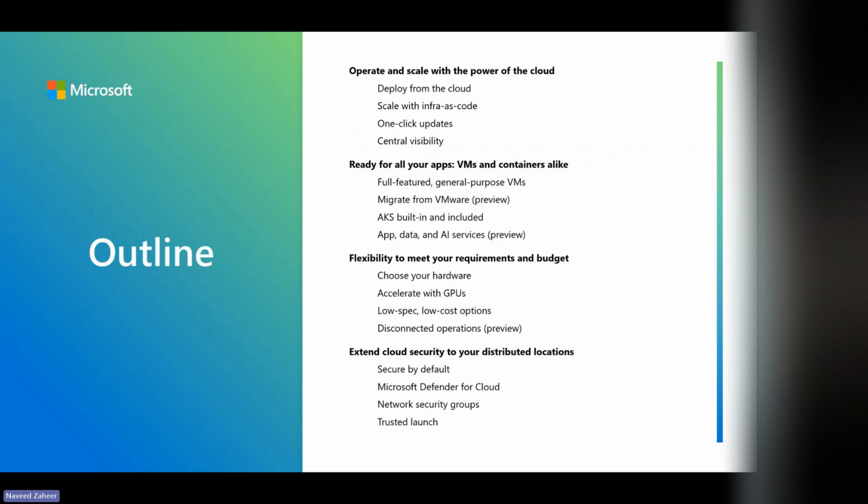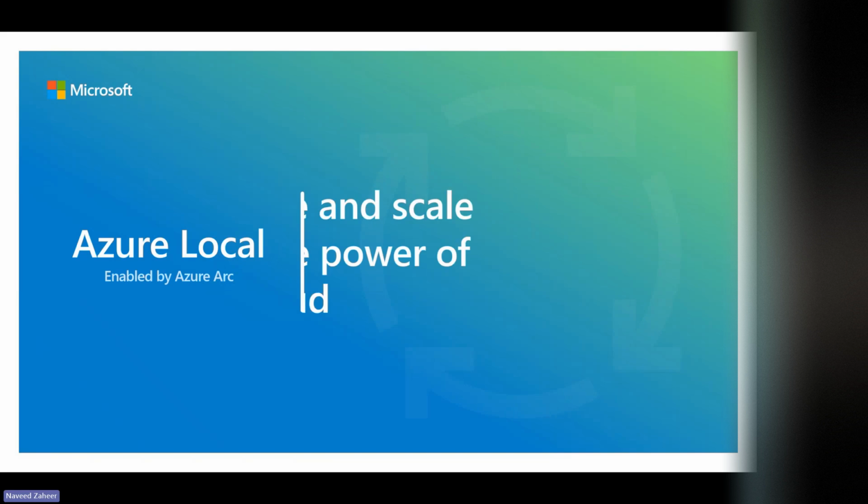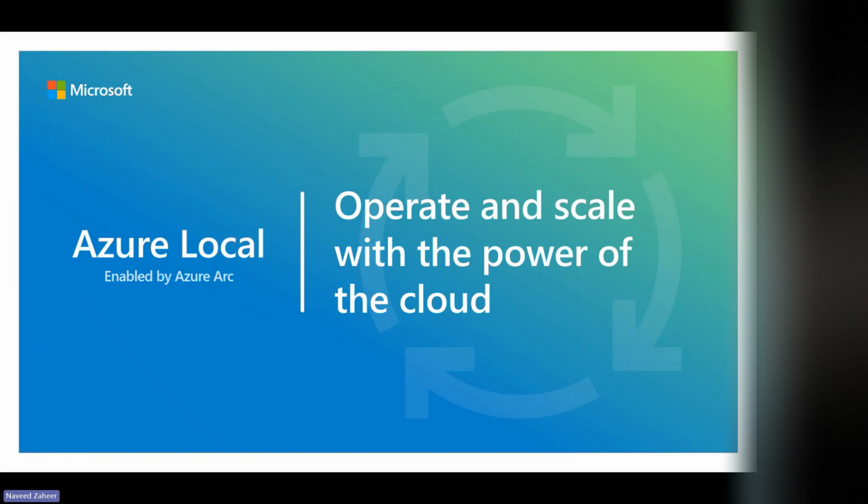And one of the things is security, which is on everybody's mind. Now you can extend cloud security to your applications that are running on those distributed locations, the same way you apply it to applications that are running in Azure cloud. So that's a very powerful Microsoft Defender for Cloud. Network security groups are now available. Ability to have trusted launch. So that's some of the things that are part of that security pillar.